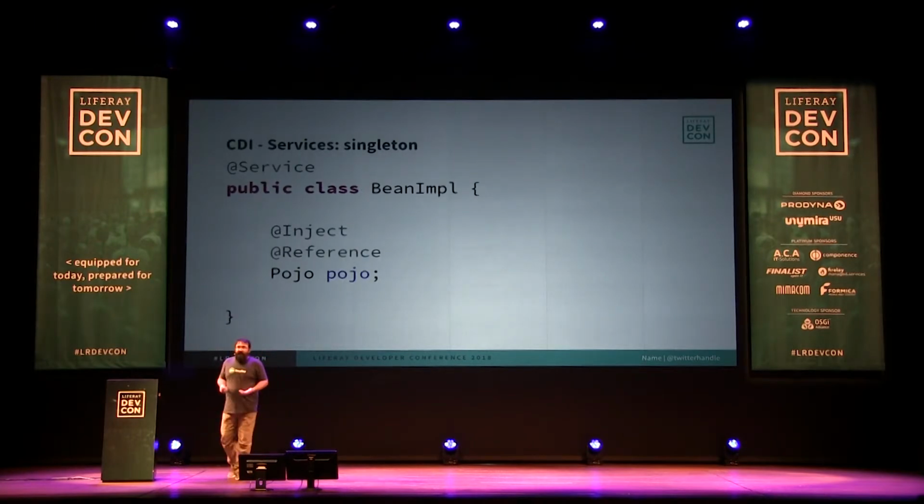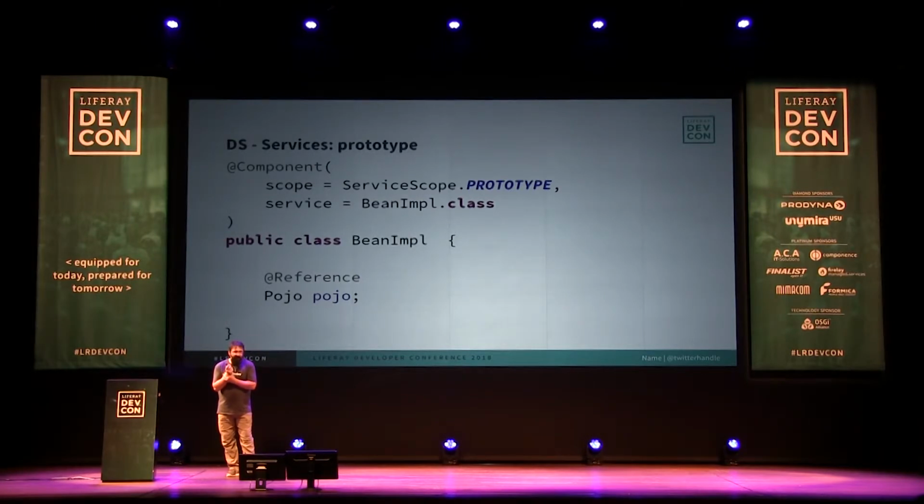So doing the same thing in the CDI integration is very similar. We have an @Service annotation on a particular bean type, and that's how we do it. It will automatically take the implementation type as the service type. Very nice.